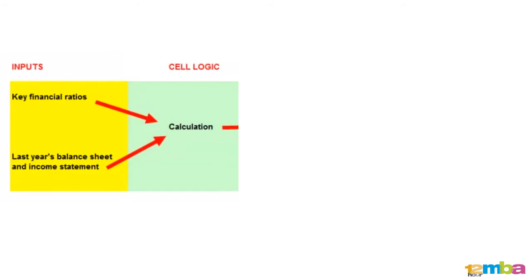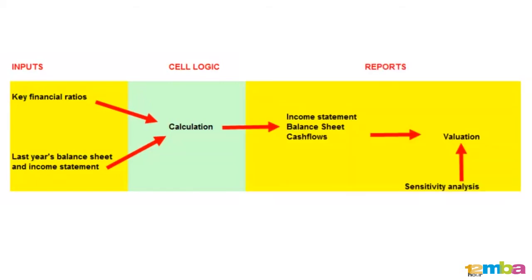Step number 2 will be the cell logic. This is where the model does all the detailed calculations, and I'll come back to that in a minute. Step number 3 will be the reports. We'll need 3 main reports coming out. 1, the income statement or a P&L statement. 2, a standard balance sheet. And 3, cash flows. Now by cash flows, I mean discounted cash flows.